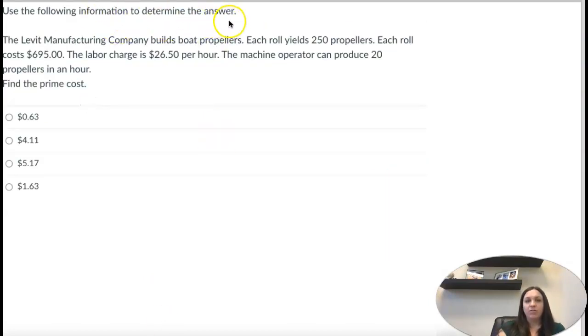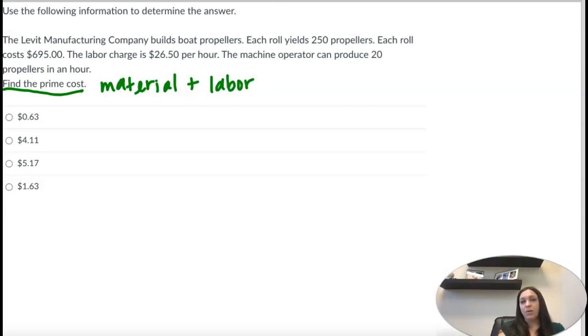Okay, use the following information, and I'm going to jump to the end. We want to find the prime cost. Prime is when we take both of them, material, and we add the labor. So now we need everything. The Levitt Manufacturing Company builds boat propellers. Each roll yields 250 propellers. Each roll costs $6.95. Then it goes into the labor charge.